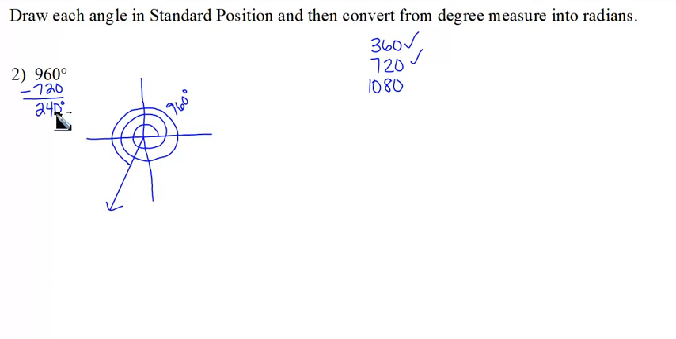Now let's change this from a degree measure into radians. If I take 960 and I divide it by 180, my final answer is 16/3 pi.